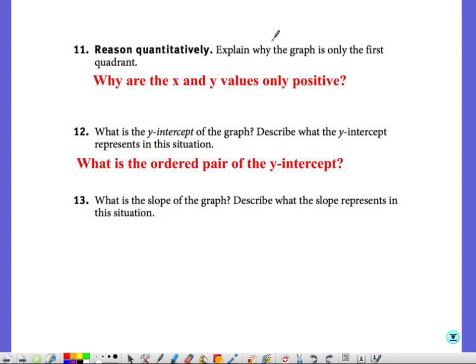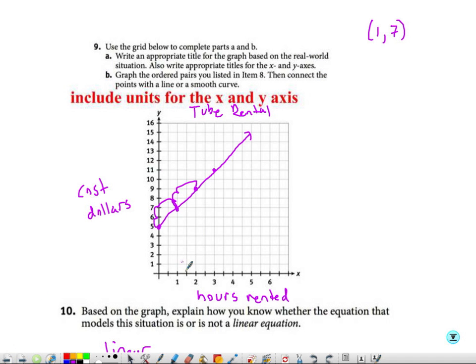Explain why the graph is only the first quadrant. So another way of asking that is, why are the x and y values only positive? So notice that the hours start from 0, and then we just go to basically positive hours. So here's basically the first quadrant. Remember from geometry, here is the second quadrant, third quadrant, and fourth quadrant.